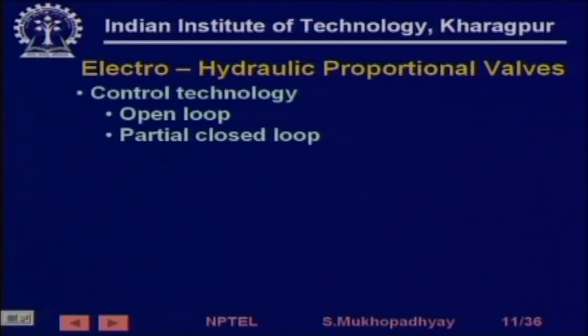So, we will start with proportional valves. We can have open loop technology. When can you use open loop control? This we have studied in control theory: why do you need feedback? You need feedback when you know that the system model can change and there are lots of unknown disturbances. If you have this sort of situation, then you use closed loop feedback control. But for closed loop feedback control, you may need an expensive feedback arrangement.